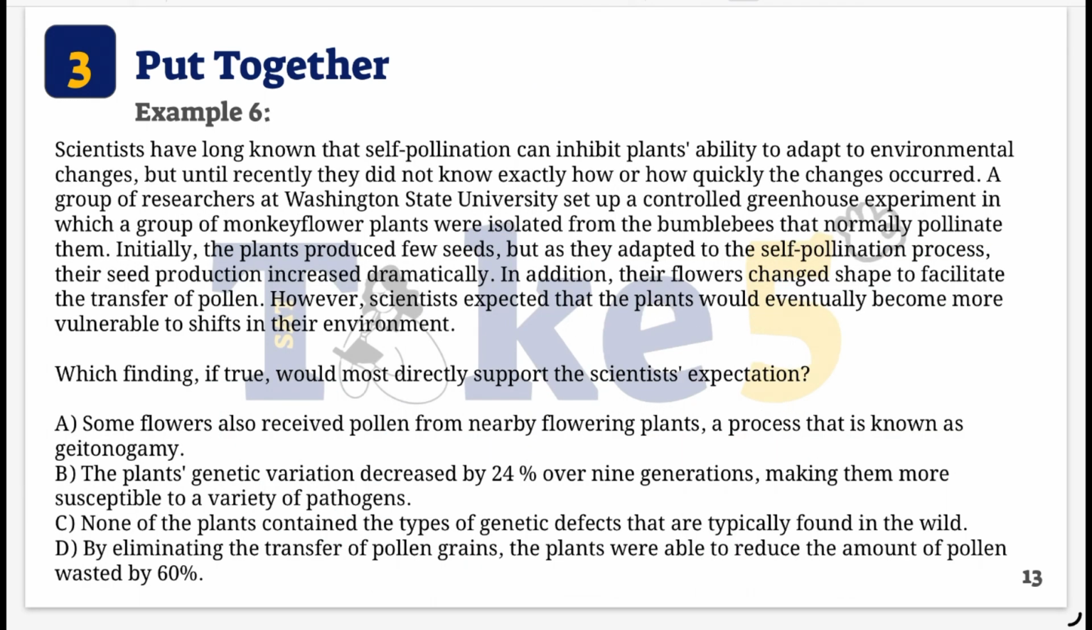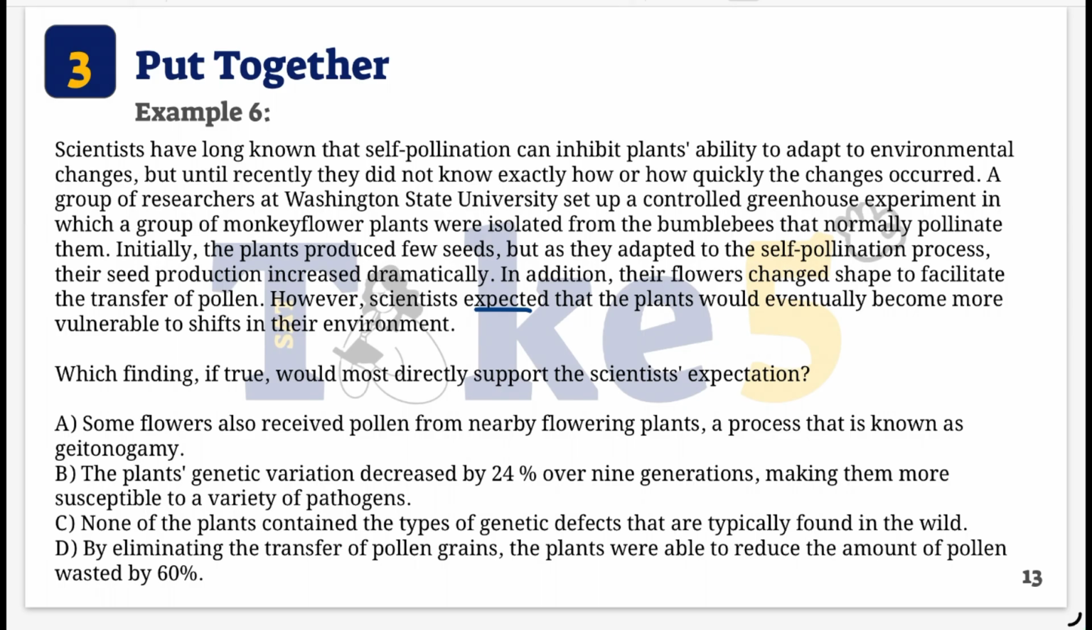Okay, example 6 here will show you a different kind of answer that can support a conclusion. First, what is the scientist's expectation? If you're not sure where to look for this information, focus on the end of the passage, where key information of these types of questions is most likely to be located. Indeed, the word expected appears in the last sentence.